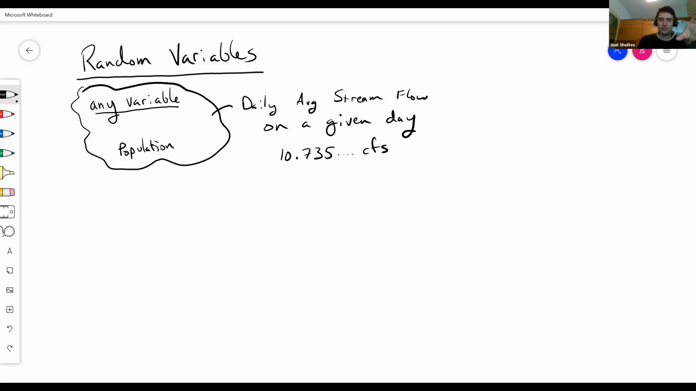But we think about bins of data. So on a given day, what's the average daily stream flow? That's a random variable, right? Or in a given year, what's the annual maximum peak discharge? Now that's different from daily average stream flow. We'll look at an example of that.